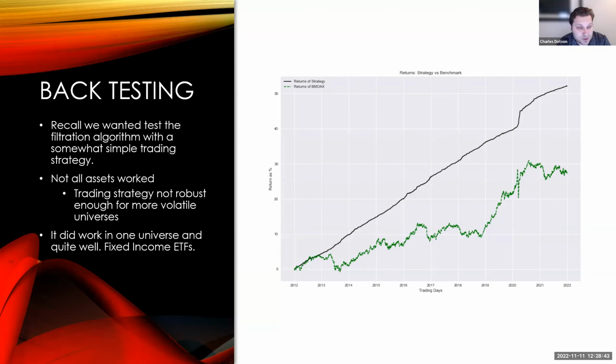That being said, the trading strategy that we laid out right in front of us isn't robust enough for, take equities. It's going to be too volatile. The actual price change and movement isn't going to be, the strategy isn't robust enough for that.